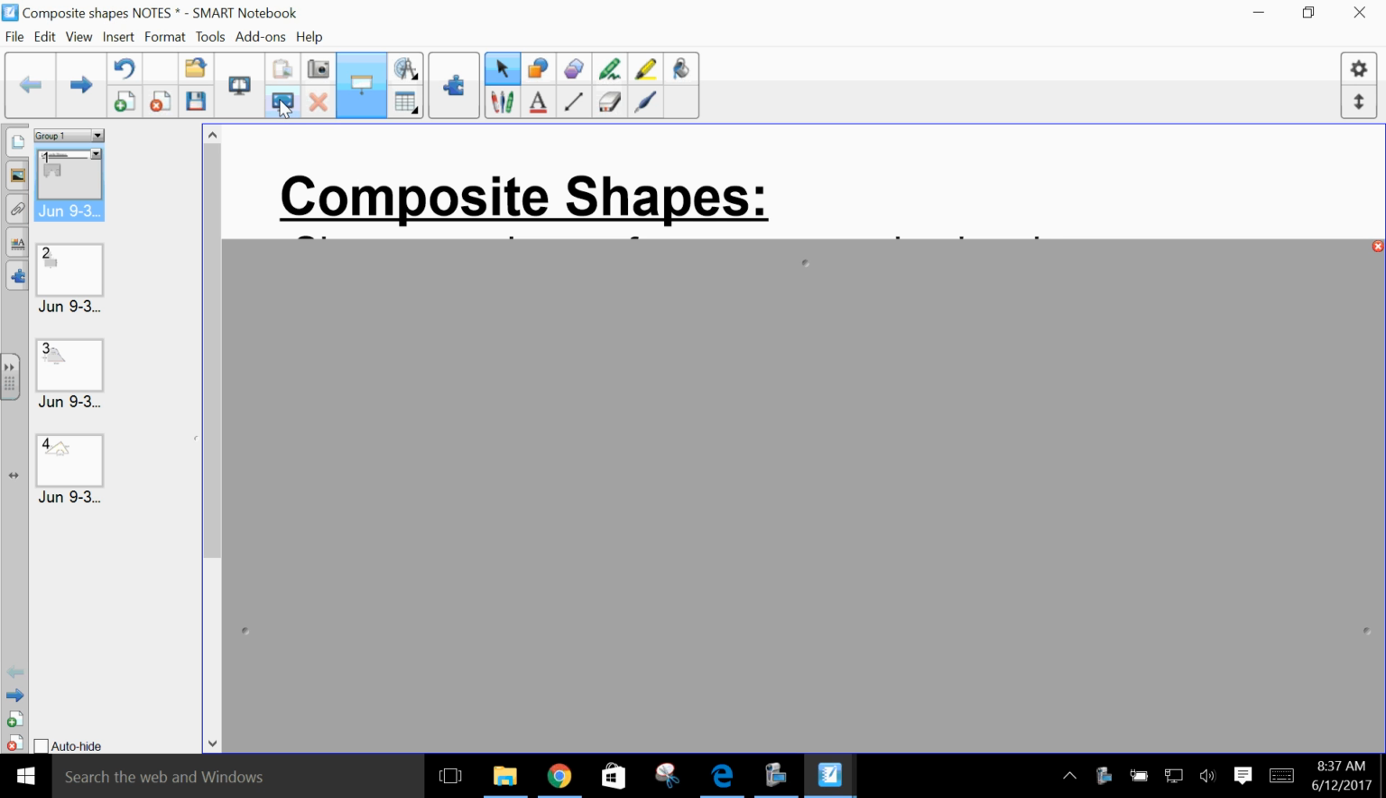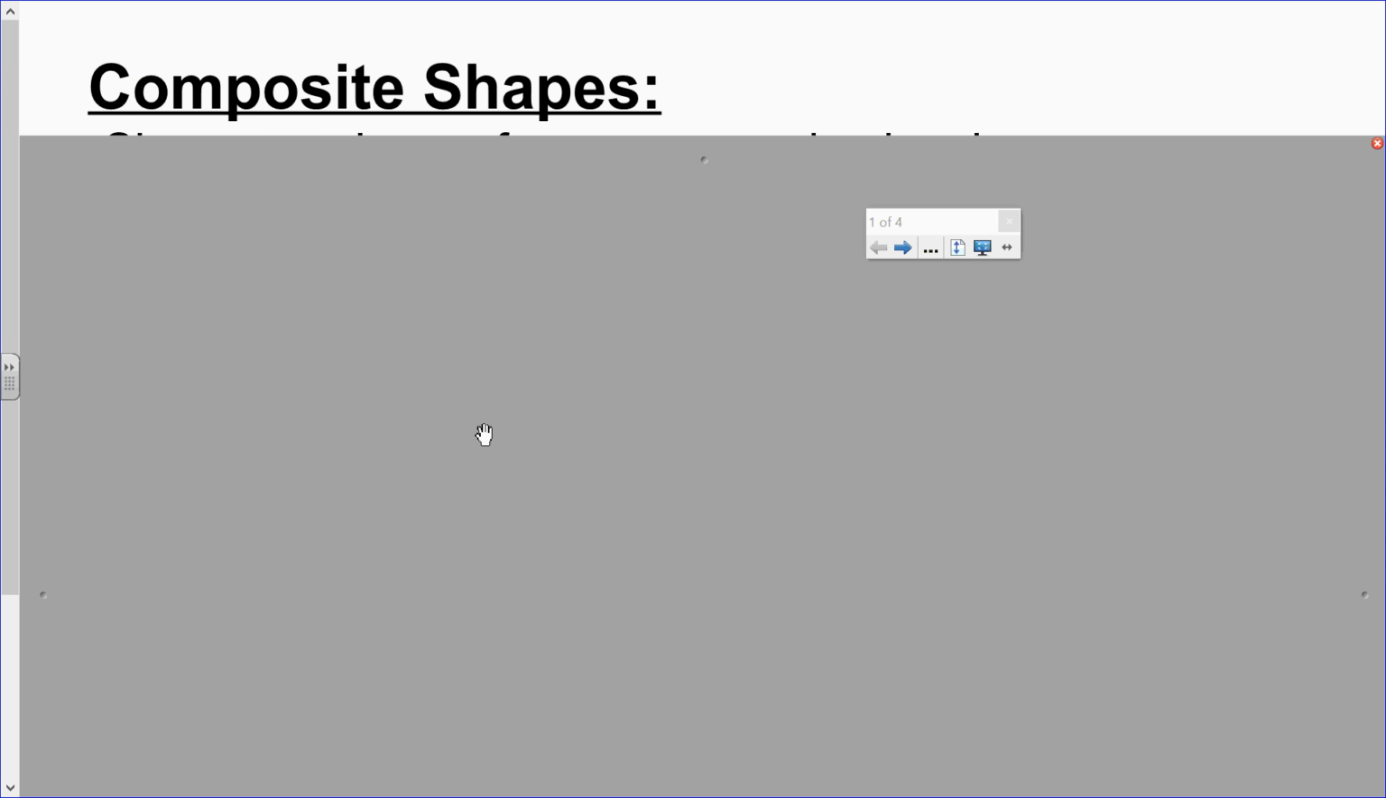Okay, here we go. Composite shapes. On your note guide, you see the word composite shapes. Let's define it. You're going to write it on your note guide. So this note guide's for you. You keep it in your folder. You use them during assignments, quizzes, and tests, right? So let's define composite shapes.